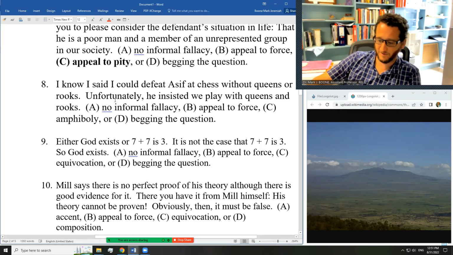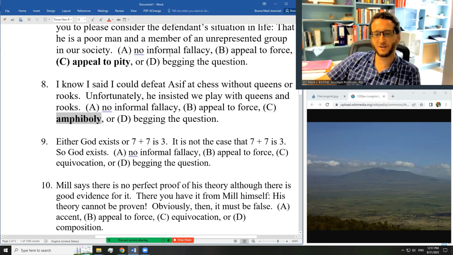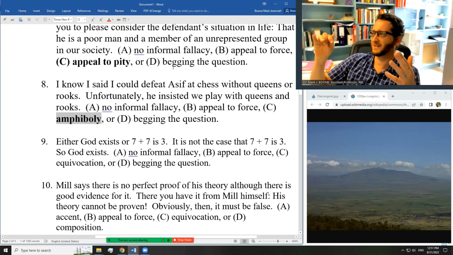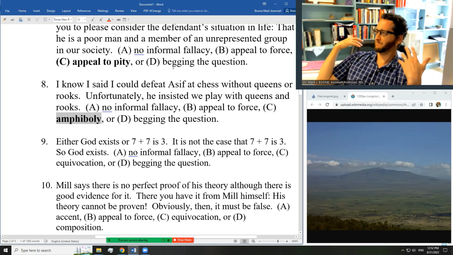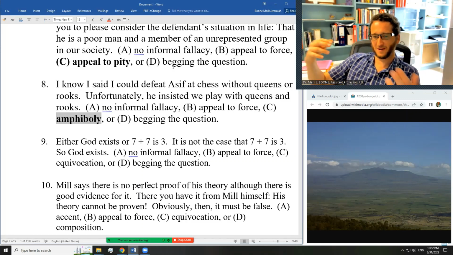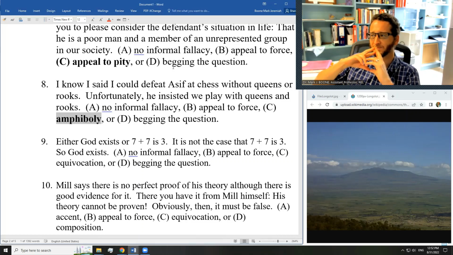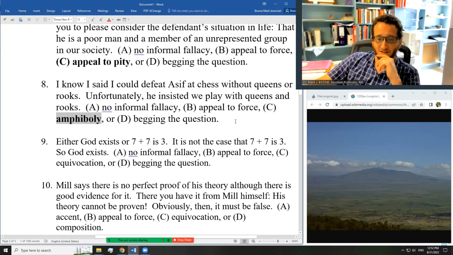Now, I remember having a lot of fun thinking through this question in the textbook, and thinking, is it really amphibole or is it accent or accident? I don't even remember. There were some subtleties about this that made me think it might have been a different fallacy. This, begging the question, there's no assuming what needs to be proven. There's no appeal to force, and there's definitely an informal fallacy here. The only answer we've got is amphibole. It's got to be amphibole.